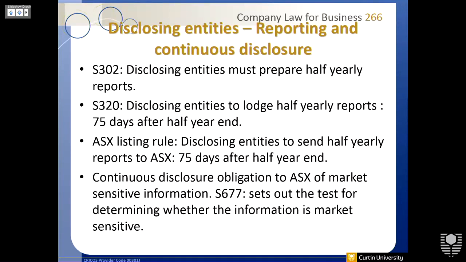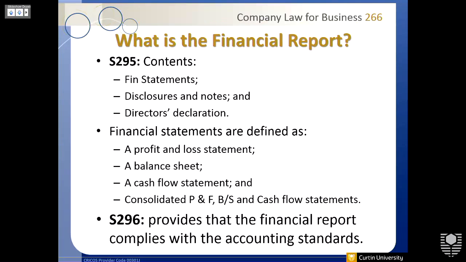Disclosing entities, reporting, and continuous disclosure. Section 302, disclosing entities must prepare half-yearly reports. Section 320, disclosing entities to lodge half-yearly reports 75 days after half-year end. And the ASX listing rules also require disclosing entities to send half-yearly reports to ASX. And there is a continuous disclosure obligation to ASX of market-sensitive information. And section 677 sets out the test for determining whether the information is market-sensitive.